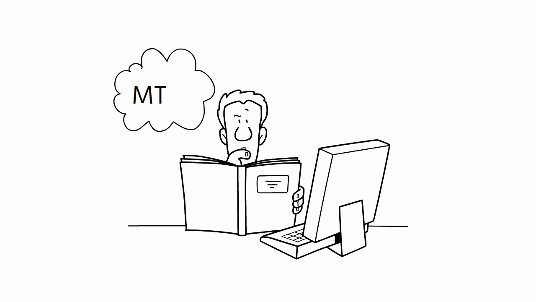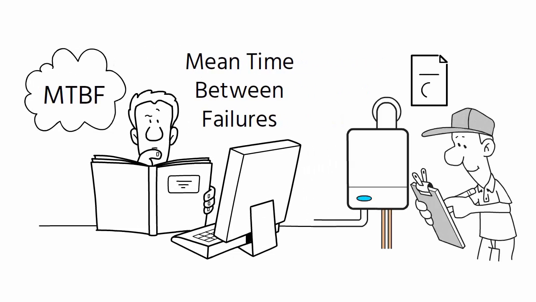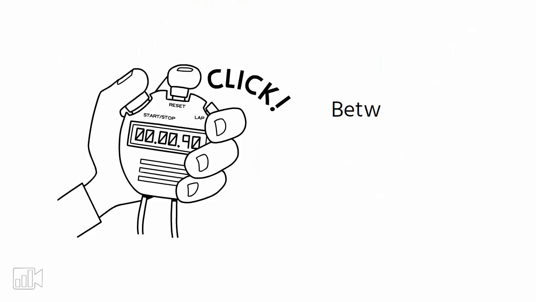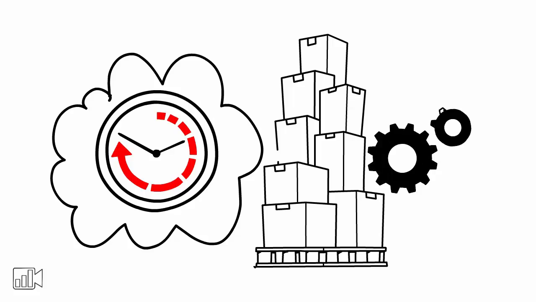What is MTBF? MTBF stands for Mean Time Between Failures, and it's a metric used in the field of reliability engineering. It's a measure of the expected time between two consecutive failures of a system or component. In simpler terms, MTBF is a prediction of how long a product or system will last before it fails.